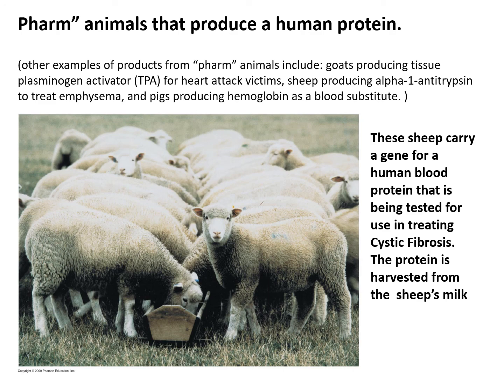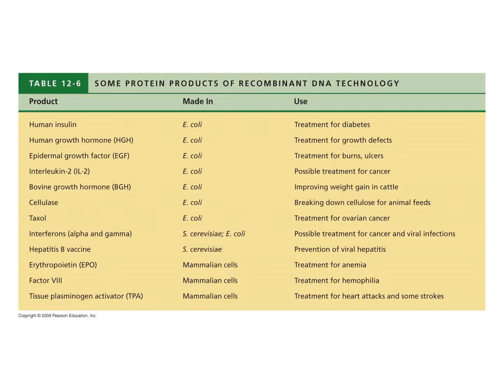Other examples include goats that produce tissue plasminogen activator, TPA, for heart attack victims, sheep that produce alpha-1 antitrypsin for treating emphysema, and pigs that produce hemoglobin as a blood substitute. So there are a lot of these transgenic farm animals producing human proteins, and it's a lot cheaper, faster, and you can really control the consistency of the product.